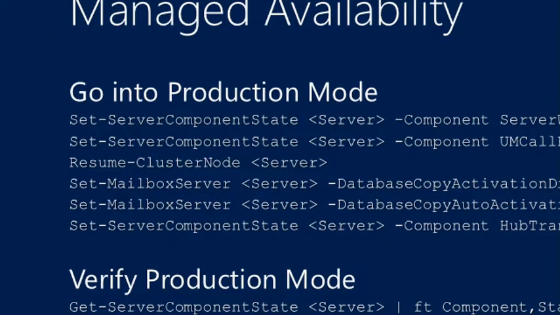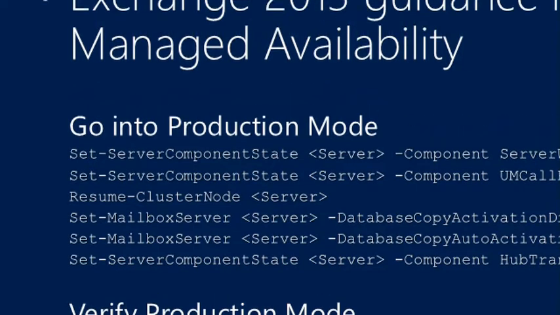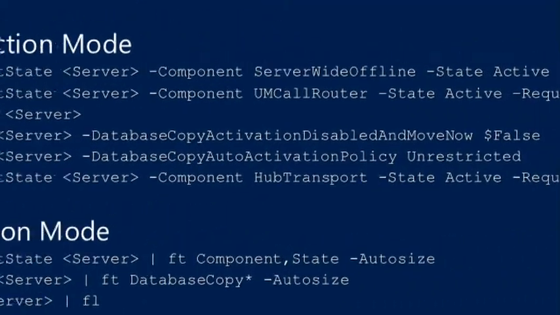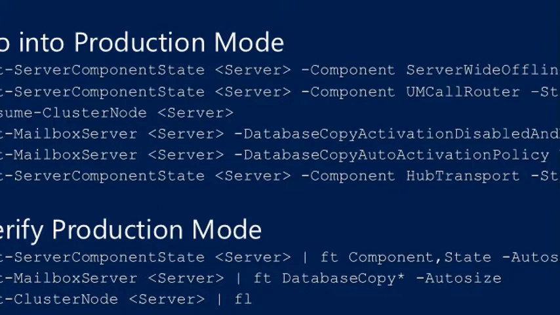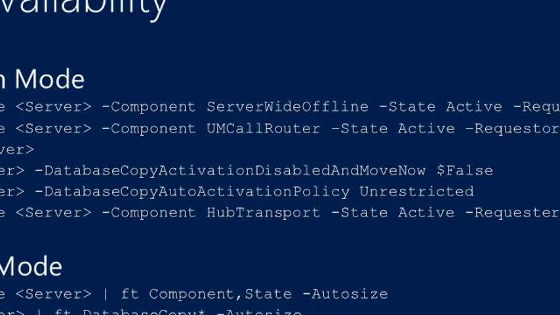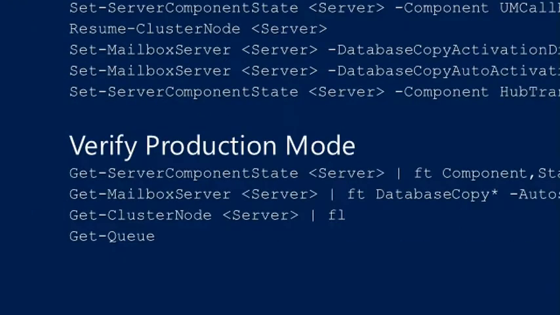You're starting up the call router. You're resuming the node. You're unblocking the databases. You're unrestricting their ability to come over and allowing them to be mounted. And then you're enabling your transport queues at the end of that. And just as before, you can go ahead and use these same commands to verify that you're now back into production mode as you would expect.